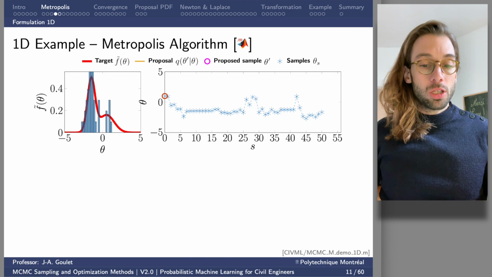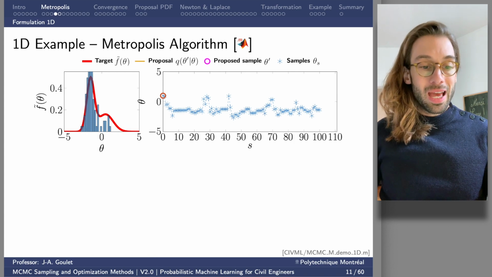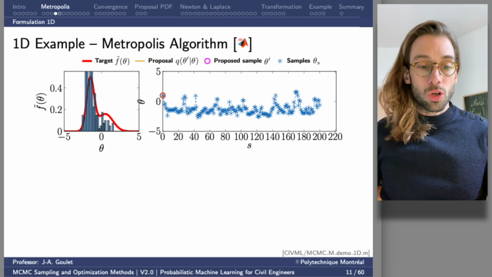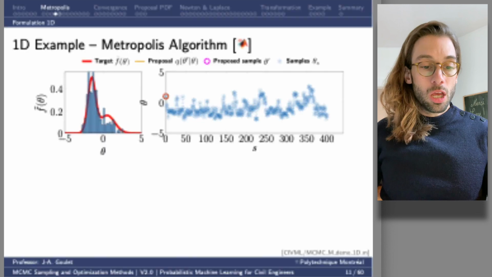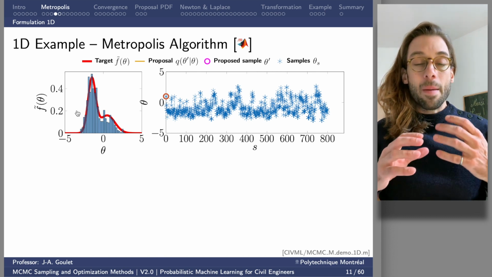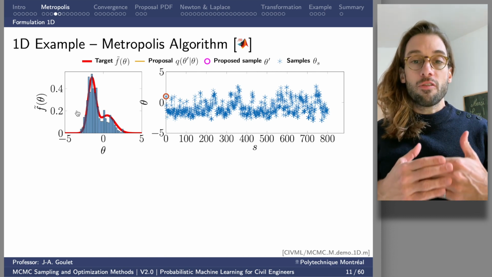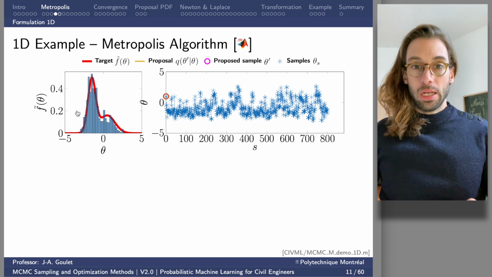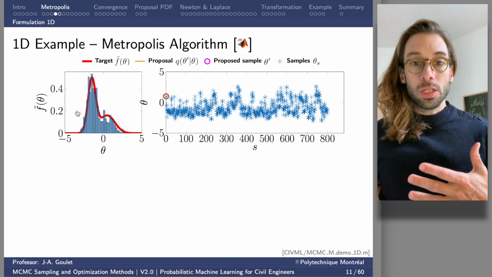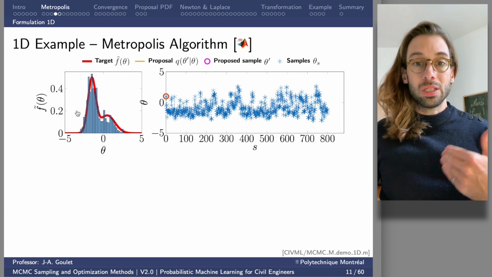So I'm going to increase to 50. My approximation is not really good. What about 100? It gets better, but it's not yet a good exploration. What about 200? What about 400? What about 800? You see that as the number of samples increases, I'm getting a better and better approximation of my target PDF. And this is the principle behind Markov chain Monte Carlo: to explore through sampling like this.